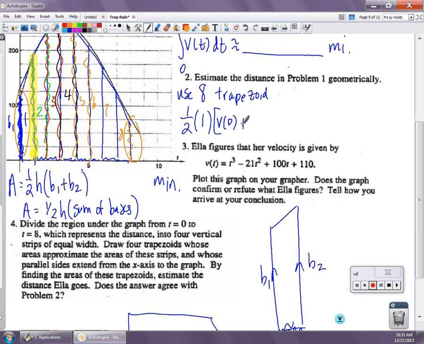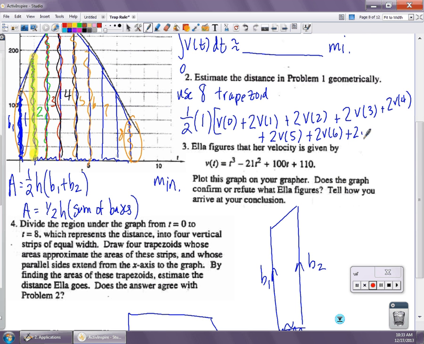So I'm going to have 2v of 1 plus 2v of 2 plus 2v of 3 plus 2v of 4, I'm running out of space here, plus 2v of 5 plus 2v of 6 plus 2v of 7. Now, careful, I'm on the very last base, which is used only once. So that's plus 1v of 8.